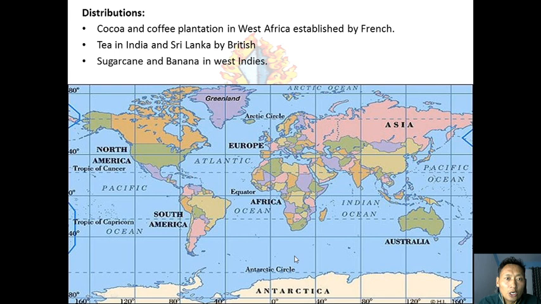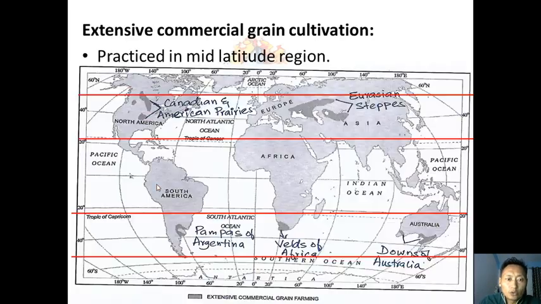As for distribution, there are cocoa and coffee plantations in West Africa established by the French. So this region belongs to West Africa. Here they are cultivating mostly cocoa and coffee, and they are famous for the production of coffee and cocoa in the world. India and Sri Lanka are famous for cultivation of tea, and tea cultivation was introduced by the British in India. In the West Indies, they are famous for cultivation of sugarcane and banana. So these are the distribution of plantation agriculture in the world.